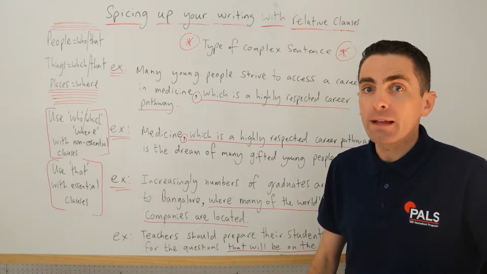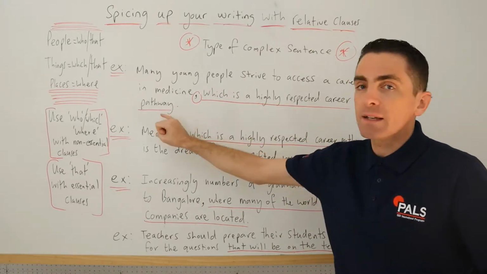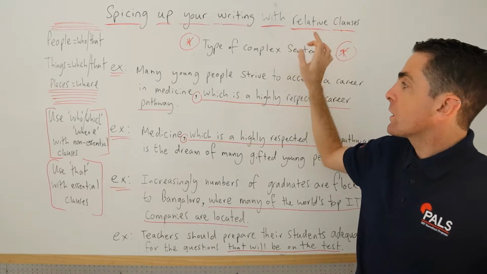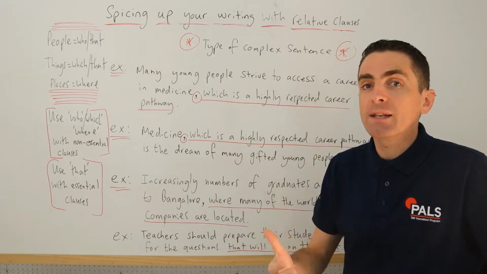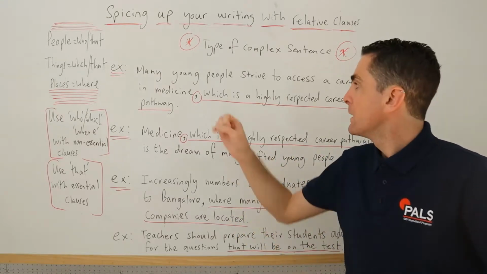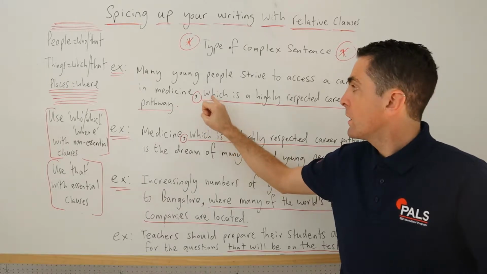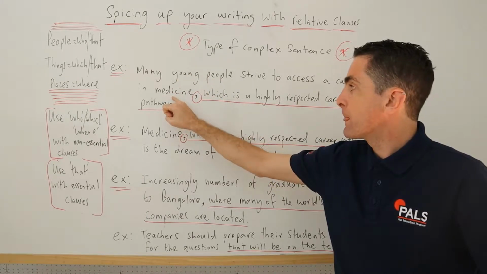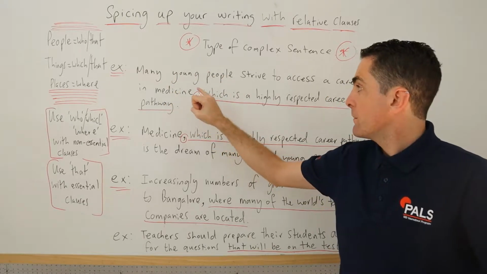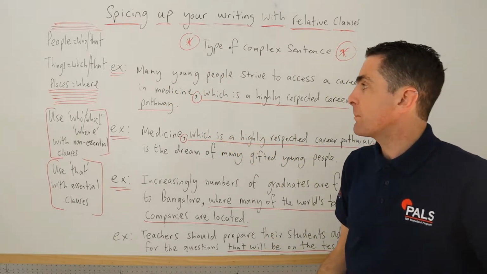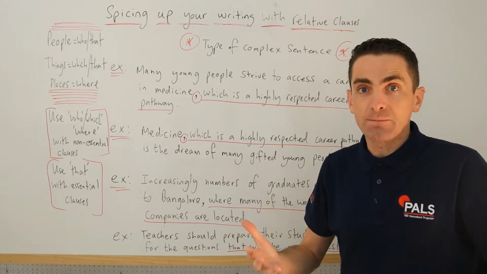Well, a few things. In the red here, this is the part of the sentence that is known as a relative clause. What does a relative clause do? Well, it modifies the noun that comes before it. So if we look here, we can see the relative clause starts with the word which, and the word before that is medicine. So this clause is modifying medicine for us. Medicine, which is a highly respected pathway. So it's telling us more information about medicine.